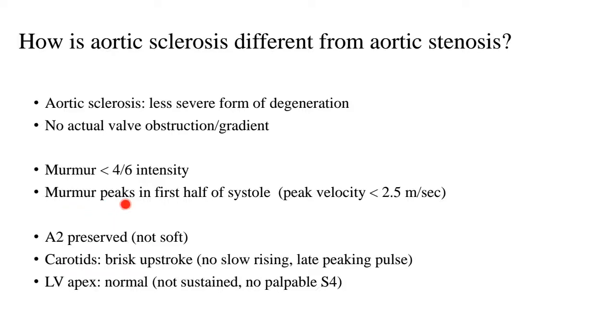The murmur of aortic sclerosis peaks in the first half of systole, and since the gradient is not much, the peak velocity, as I've mentioned before, is less than 2.5 meters per second. The second heart sound, specifically the A2 sound, is preserved. It is not soft as what is seen with severe aortic stenosis.